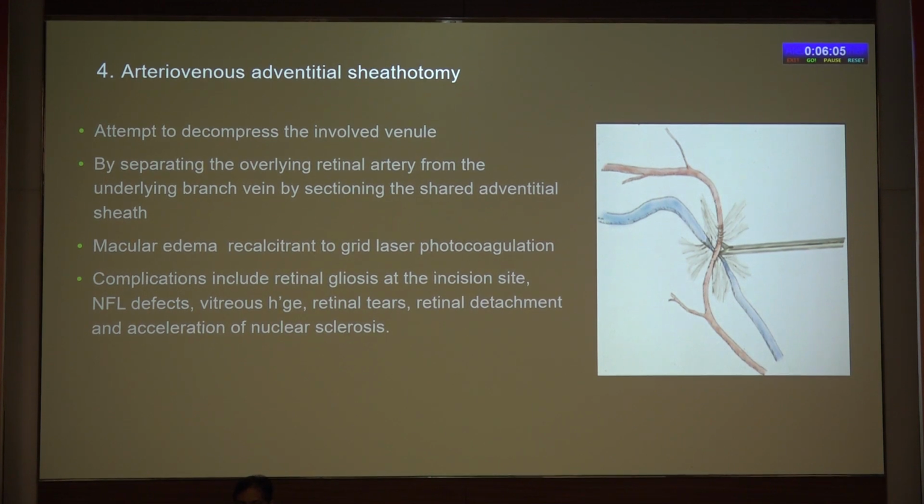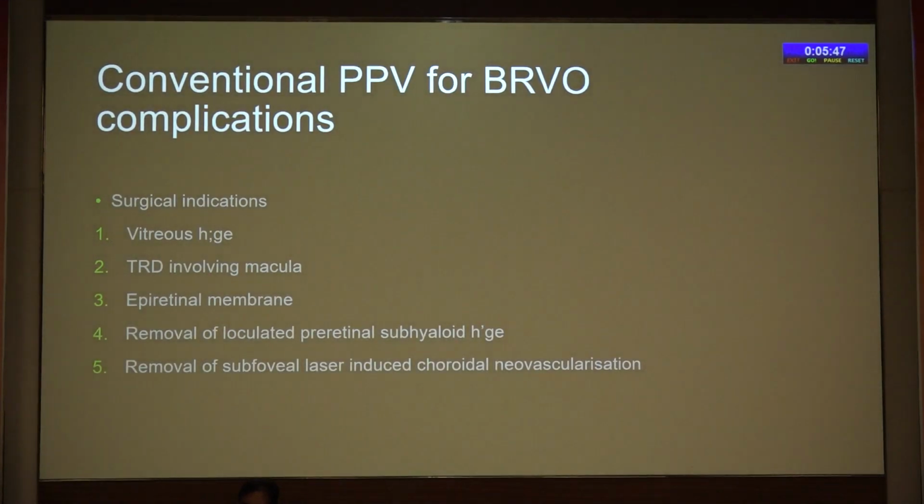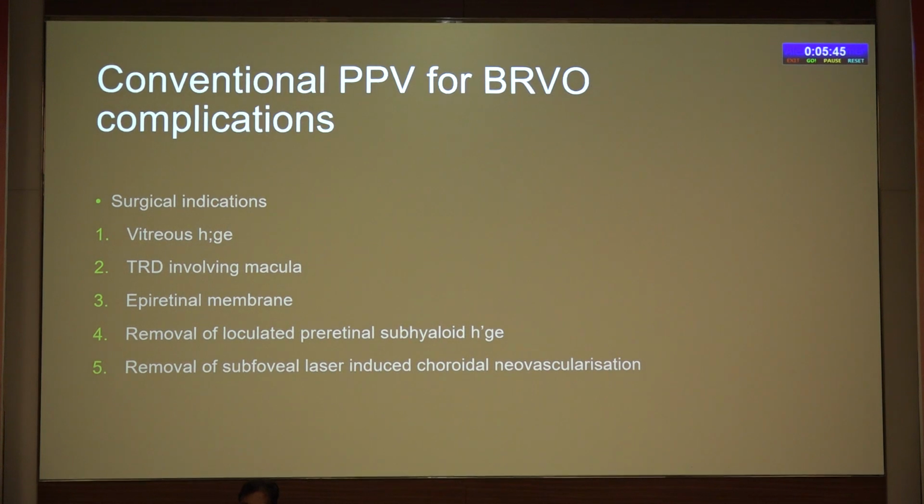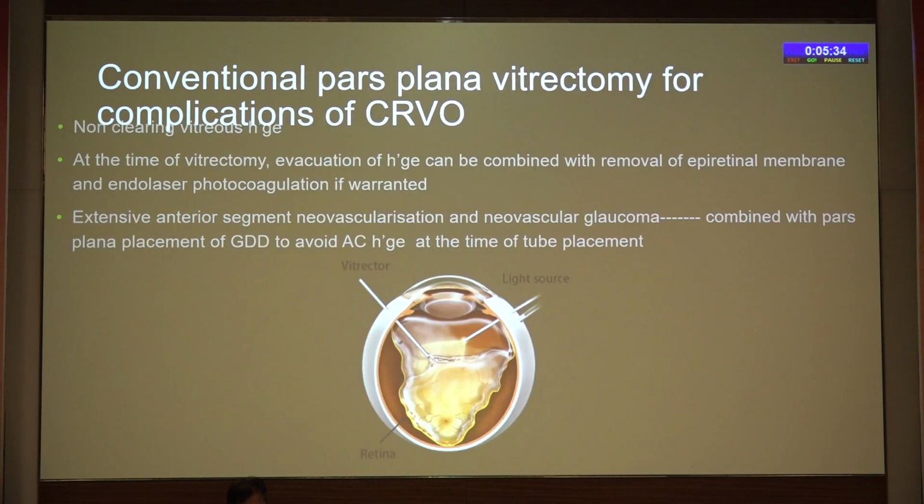Arteriovenous adventitial sheathotomy can be done where there is an arteriole compressing upon the vein. At that site, with the help of an MVR blade, we can release this gliosis area, and the release of pressure is done. Conventional PPV is done for BRVO complications: vitreous hemorrhage, TRD, epiretinal membranes, removal of loculated preretinal subhyaloid hemorrhage, and removal of subfoveal laser-induced choroidal neovascularizations can be carried out by doing a good PPV.